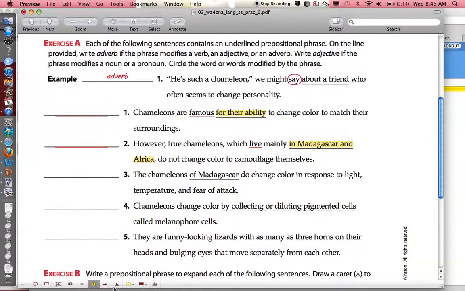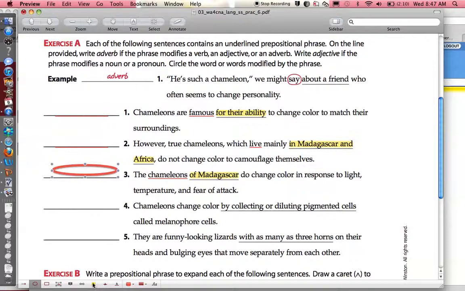All right, number 3. The chameleons of Madagascar do change color in response to light, temperature, and fear of attack. Again, here's our prepositional phrase, of Madagascar. And what is it modifying? We listened to that trick about it comes immediately after a noun that it's telling us more about. Which chameleons? Chameleons of Madagascar. That means it is an adjective phrase. Here, I'll draw a little circle for adjective to remind us that that's different than the adverb.